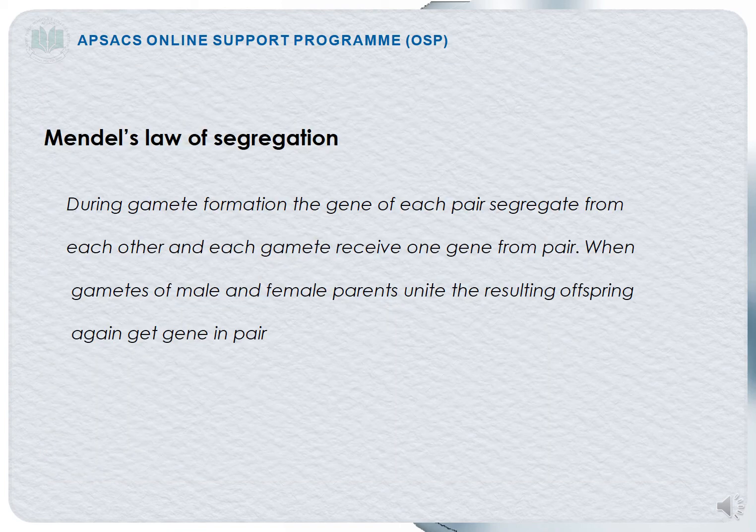Now coming towards Mendel's law of segregation, which says that during gamete formation, the genes of each pair segregate from each other and each gamete receives one gene from the pair. When gametes of the male and female parent unite, the resulting offspring again get genes in pairs. It means that when gametes form, the alleles of the gene get segregated or separated. When the gametes unite, the resulting zygote gets the genes again in pairs. So this was all about Mendel's law of segregation.